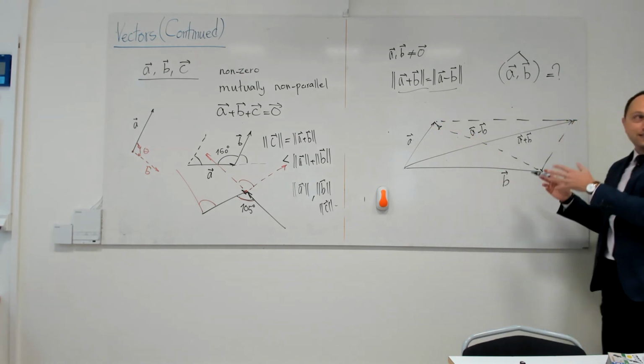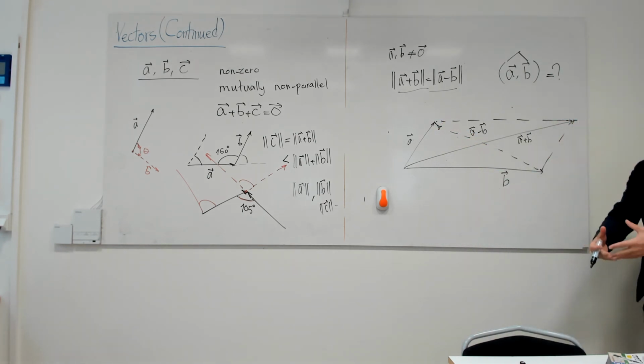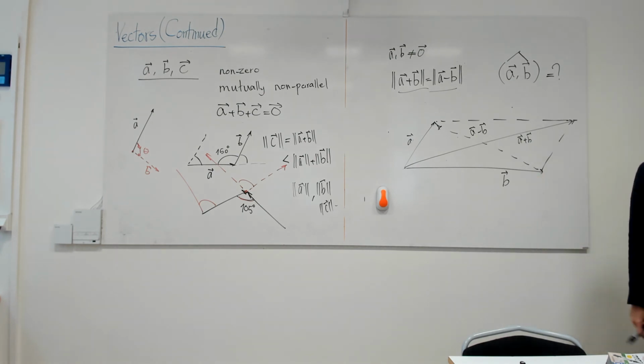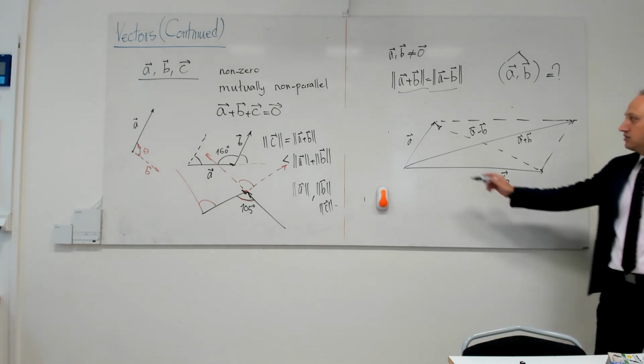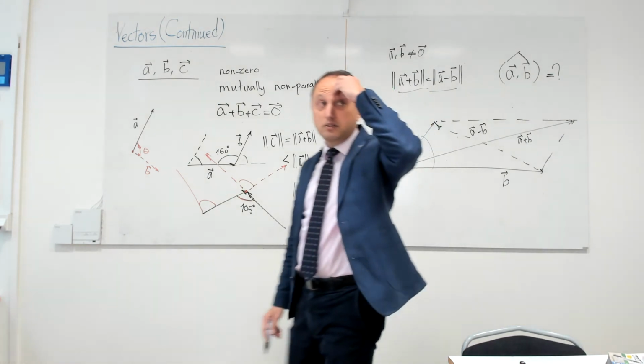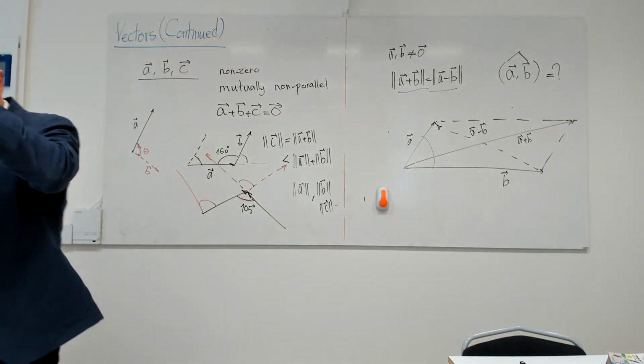So what does it mean? It means this is not only a parallelogram, but we can say something more. It's a parallelogram whose diagonals are of equal length. So that parallelogram is indeed a rectangle. And if this is a rectangle, it means that this angle should be 90 degrees. Is that understandable? Okay, good.